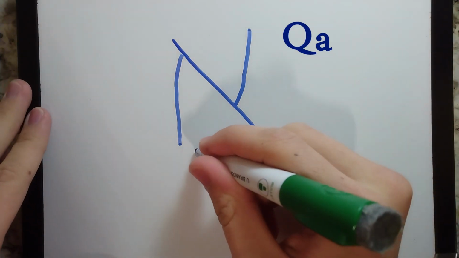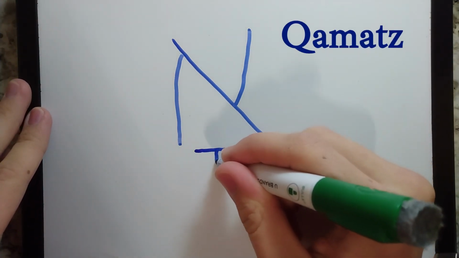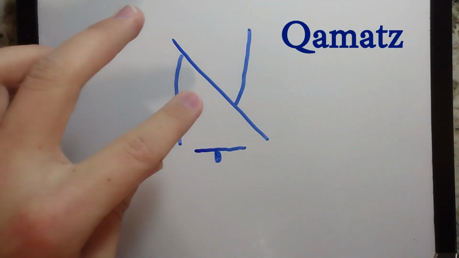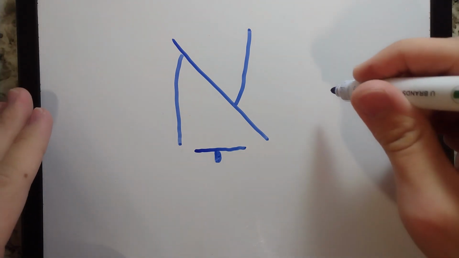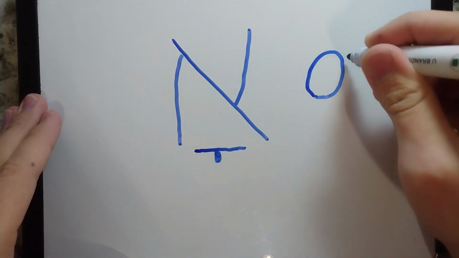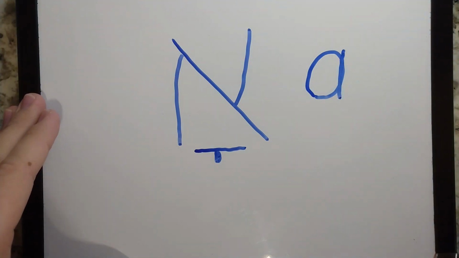The vowel we'll learn today is called the Qamatz. It's a line with a little drop coming down from it, and it goes underneath a letter. The sound the Qamatz makes is ah, which we will write in English as just the letter A.